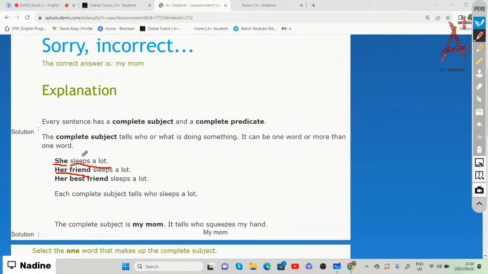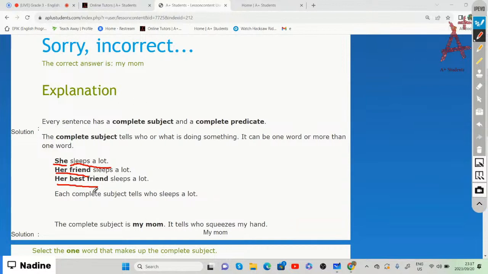So there we have the subject also as her friend. Or another sentence is, her best friend sleeps a lot. So her best friend is the subject. And the subject can be one word or it can be more than one word. If we look at these three examples: she sleeps a lot. Her friend sleeps a lot. Her best friend sleeps a lot.